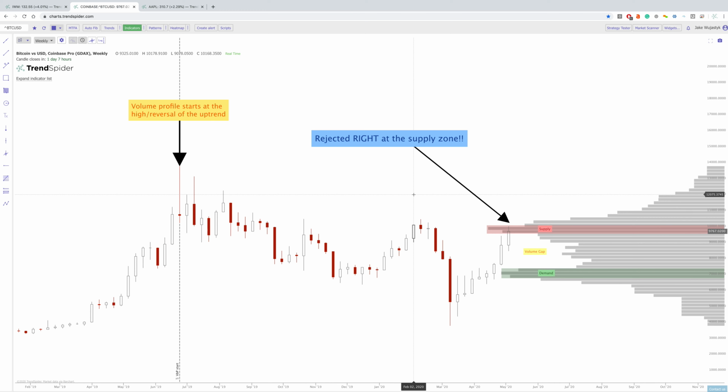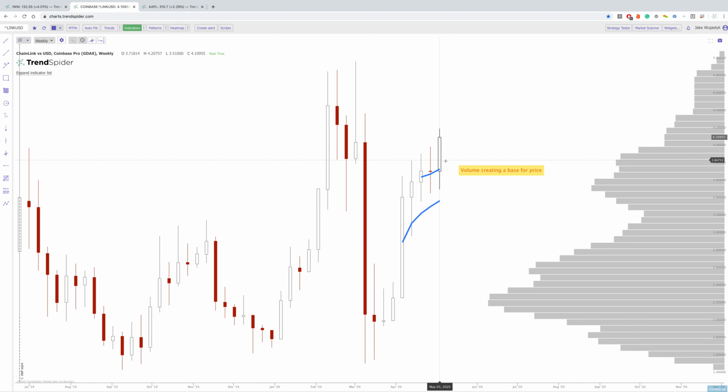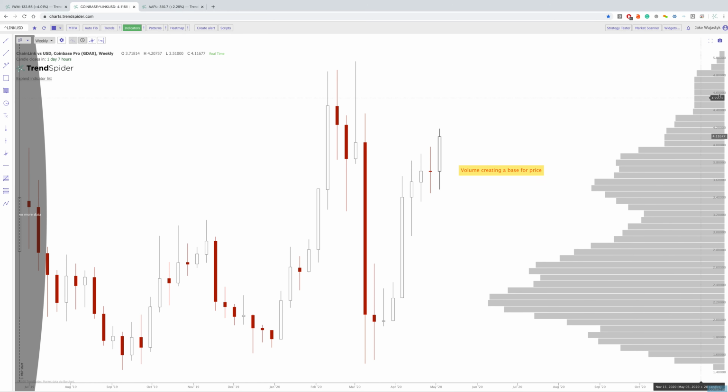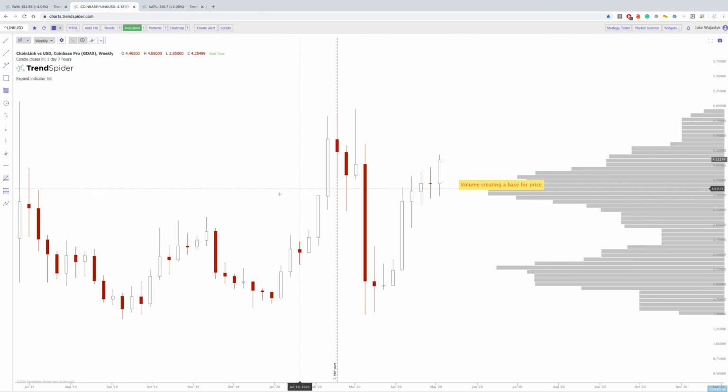But then if you go to Chainlink, it's something that just blows my mind here, and it's kind of showing that this is a leader. If you go to the weekly chart here, notice we have something very different. If we anchor this volume profile from the high in February here, and remember, Chainlink hasn't been around as long as Bitcoin, so we can't go back and necessarily do what we did.